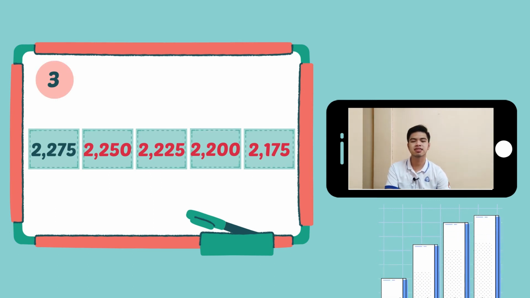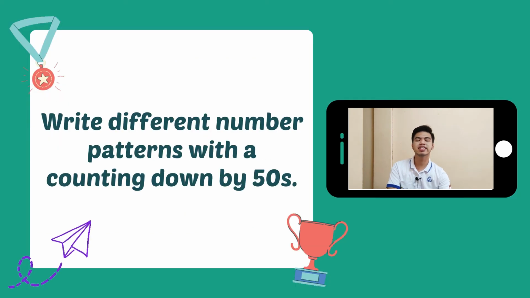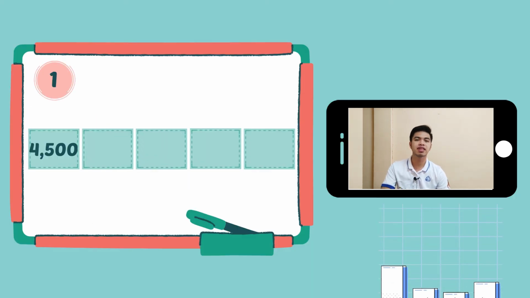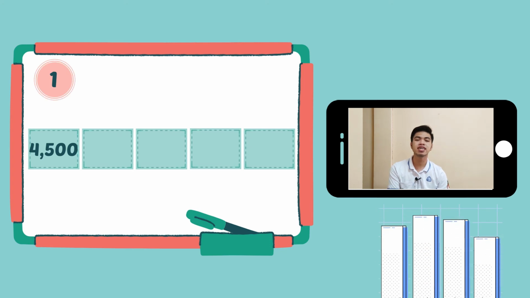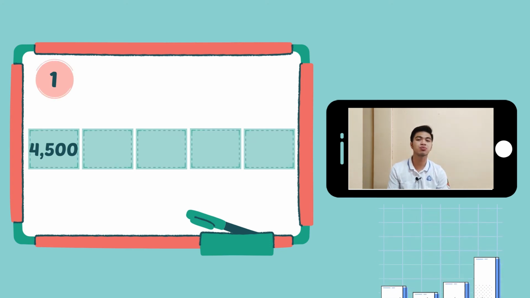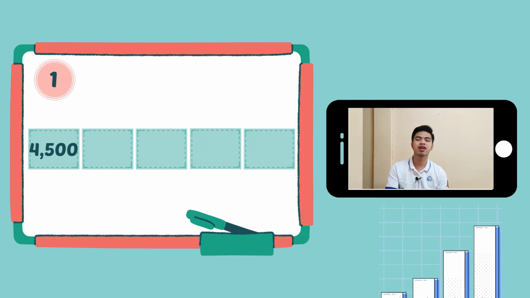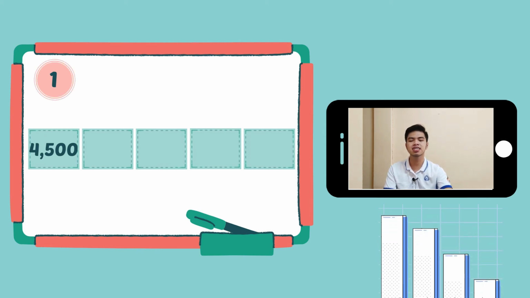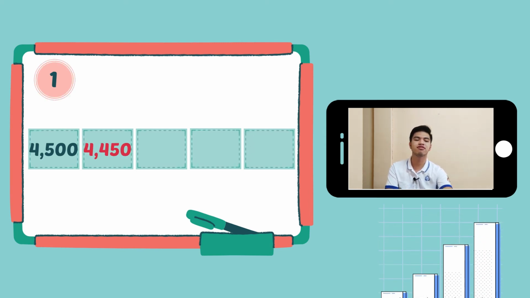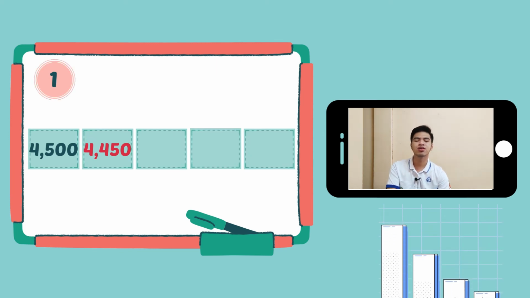So let's go to the next activity. So for the next activity, we're going to write different number patterns with the counting down by 50s. Okay, so here we're going to write our own pattern. Okay, we have the first given 4,500. Okay, the pattern will be counting down by 50s. That means that we're going to subtract 50 from the number again and again. Okay, so 4,500 minus 50 is, of course, it will be 4,450.